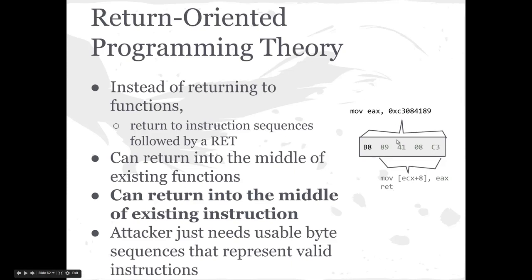So, as an example, completely stolen from Dino Dai Zovi, I'll admit, if you take the instruction mov EAX, and anything ending in 89, because it gets a little ending encoded here, if you just jump past the first byte to the second byte, actually, it's going to be decoded as mov into ECX plus 8, EAX and then ret, which is really fascinating.